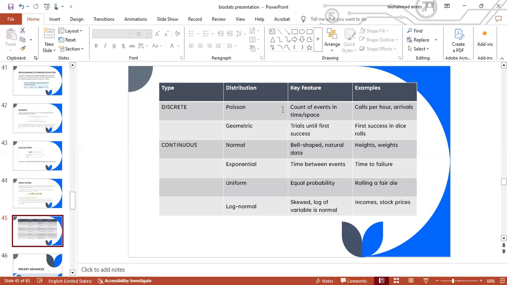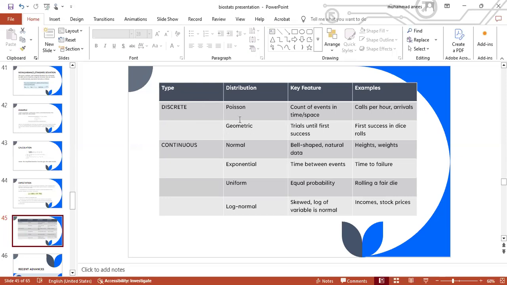Another one is geometric distribution, which also falls under the category of discrete. This geometric distribution is used to model the number of trials that is needed to get the first success. It is important that the number of trials needed to get the first success in a series of independent Bernoulli trials, yes or no trials. And each trial has the two outcomes which we have already discussed.